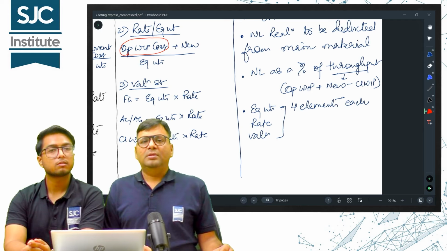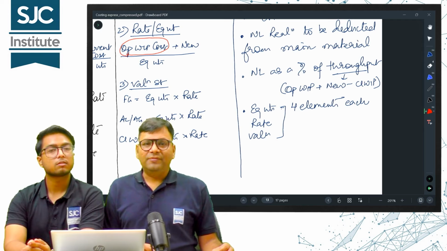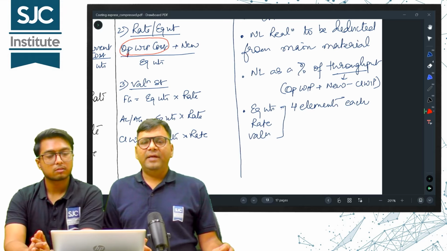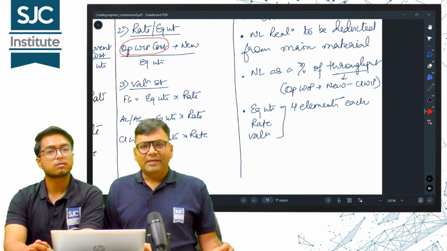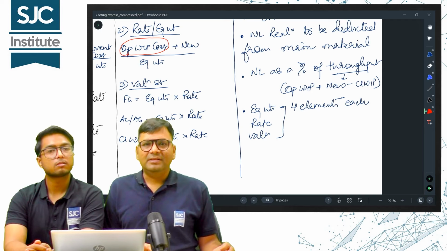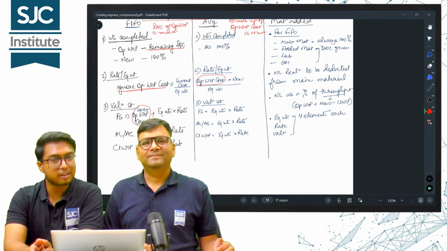So be careful. When you are reviewing your institute solution, make sure you do what institute wants you to do. In general, if nothing is mentioned, we assume normal loss is as a percentage of total input. If question is mentioning that it is as a percentage of throughput, then you should take on throughput. Here we complete the process costing chapter.